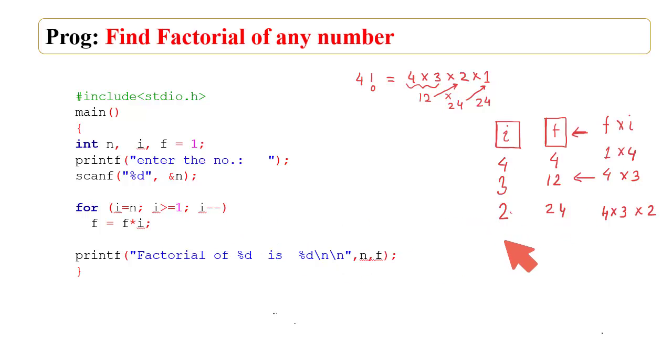Next i will be decremented, that is 1. So what is the value in f? That is 24, 4 into 3 into 2, and the present value of i, that will be 1. So ultimately we got 24. So when i is equal to 1, this is the last value. After that, this for loop will be bypassed. So what is the final result in f? The final result in f is 24. This is the result of factorial 4. In place of 4, I may use any number to find the factorial of that number.